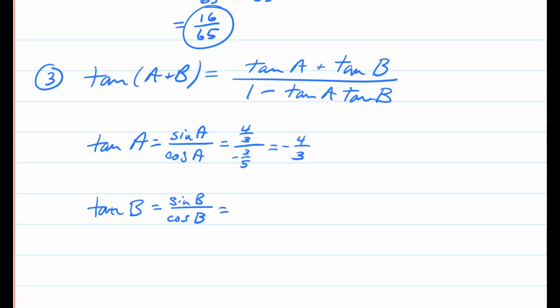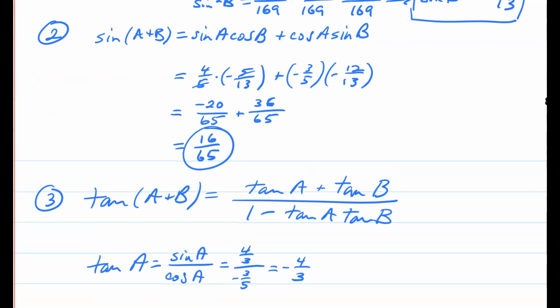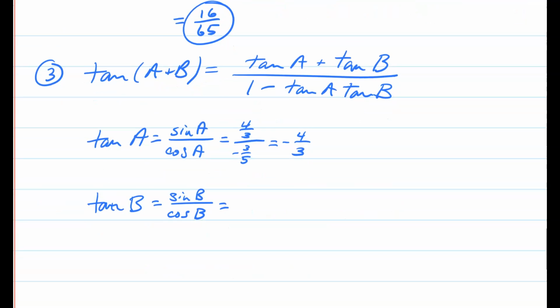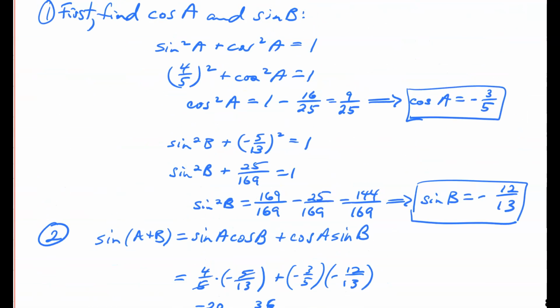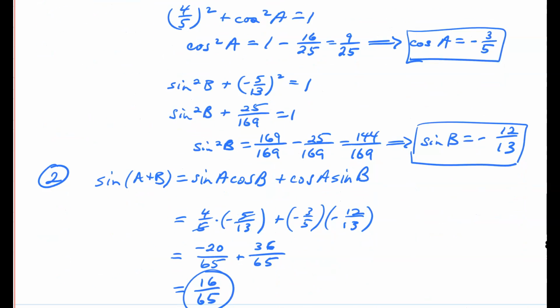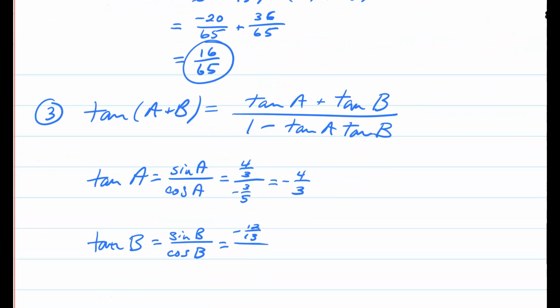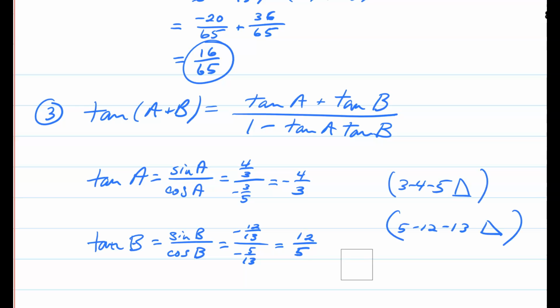Next we go to tangent of b. It's sine of b over cosine of b. Sine of b, we can find here, it's negative 12/13. And the cosine of b, was that given? Yes, negative 5/13. And this reduces to 12 over 5. Anyway, we now have the numbers we need to find out what the tangent of a plus b is.